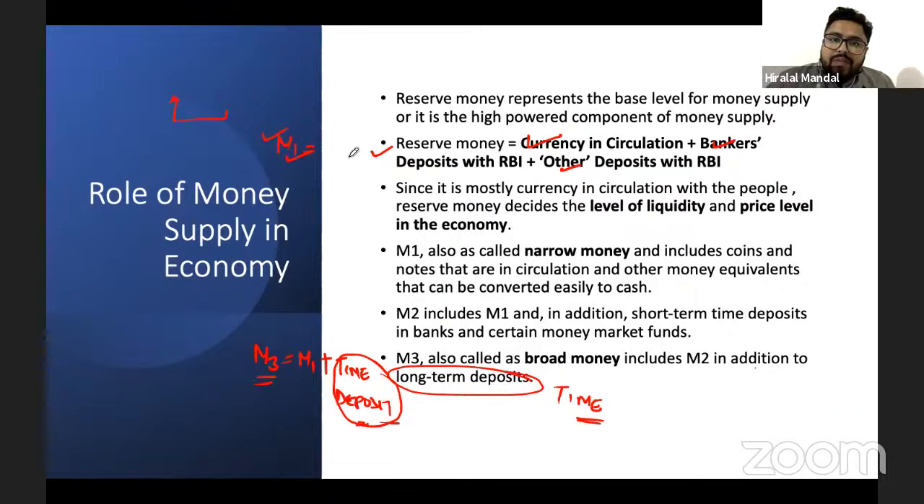The formula of M1 is currency in circulation, bankers' deposits with RBI, and other deposits with RBI. For M3, it is the same plus time deposits with the banks, or tenor deposits, whatever you call them. During the pandemic, time deposits with the banks in fact went down. That means the fixed deposits we make with banks have not increased in the economy. Why has it not increased? Just try to understand in today's context.